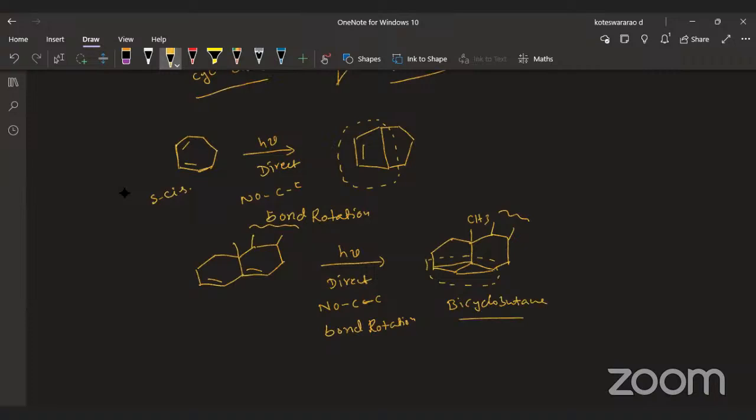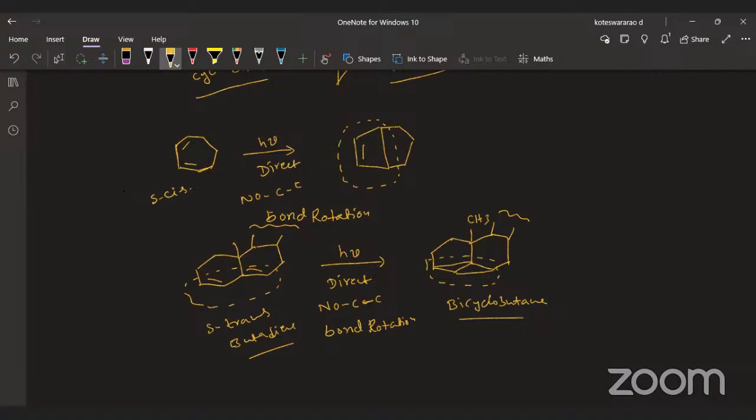Now look here. Up to this one, what does it resemble? Yes, trans butadiene. It resembles the s-trans butadiene. Thus, trans can only produce bicyclobutane. The cis isomer can only produce cyclobutane. This is revealed by these two examples.